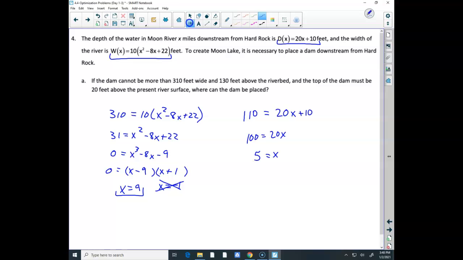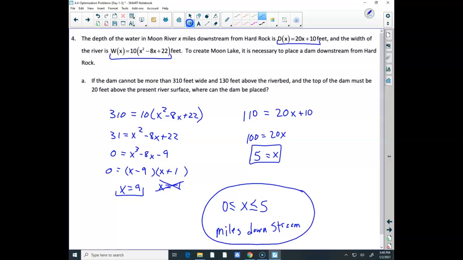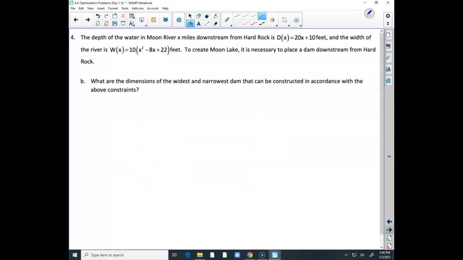So once I'm further than 5 miles down the river, I'm too deep to make the dam. So my constraints are x has to be greater than or equal to 0 and less than or equal to 5 miles downstream. Okay, so those are the constraints. I have to make this dam somewhere between 0 to 5 miles downstream. Okay, and we're going to go to the next one.